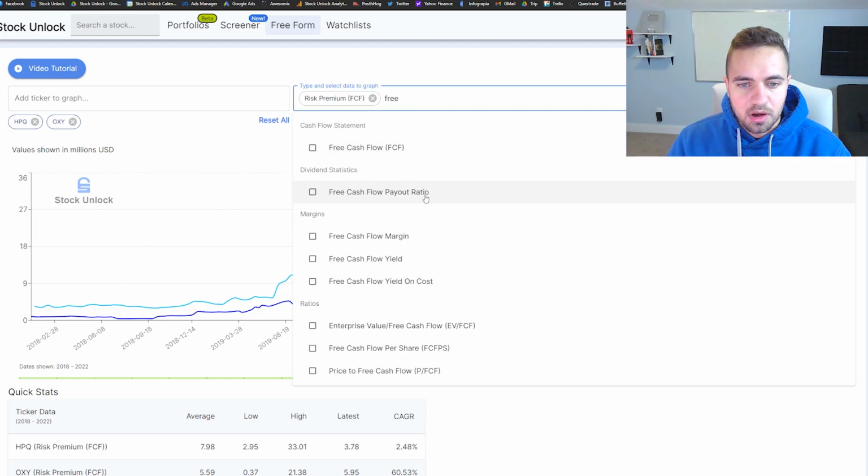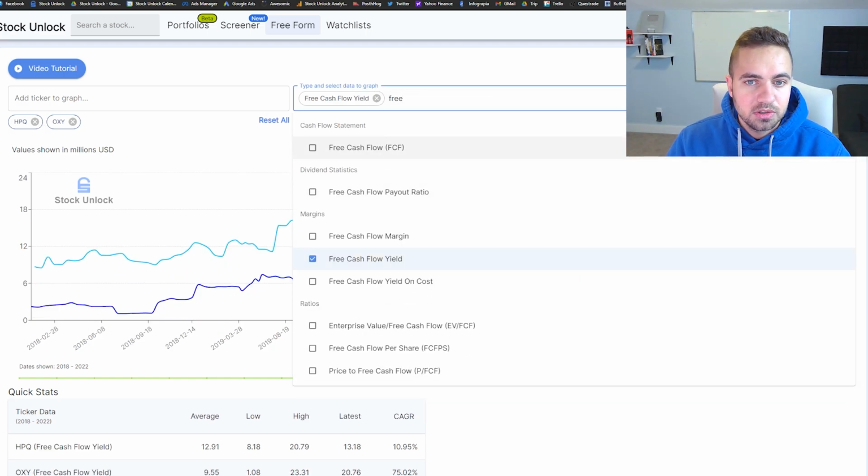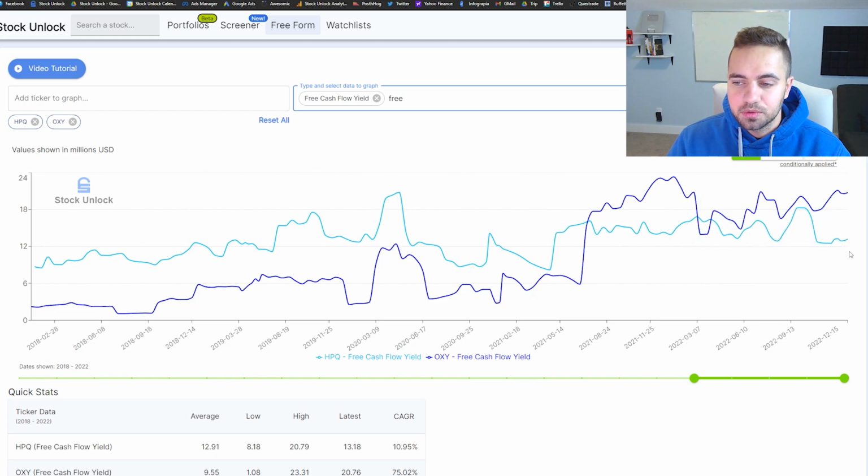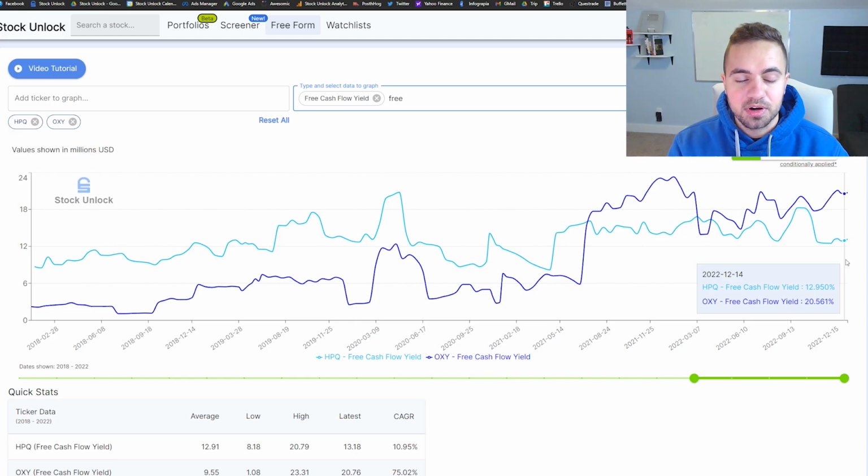Like if we go over to Occidental Petroleum's free cash flow yield, let's just take a look. Its free cash flow yield is 20.76%. So based on the company's stock price today, it can yield over 20% for its investors just through the free cash flow that the business behind the stock is generating.